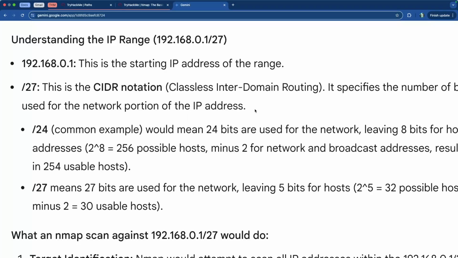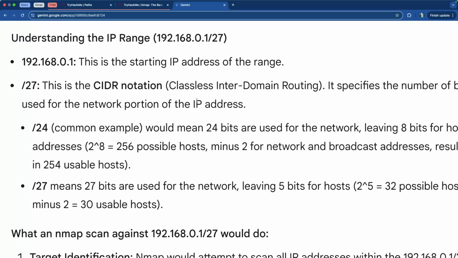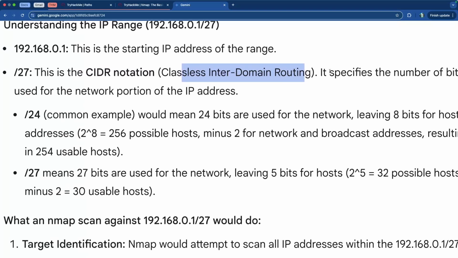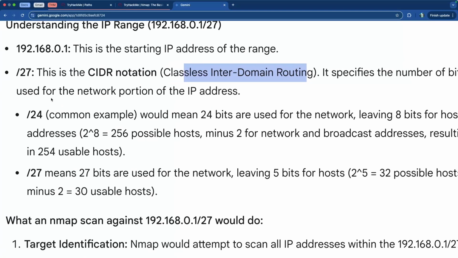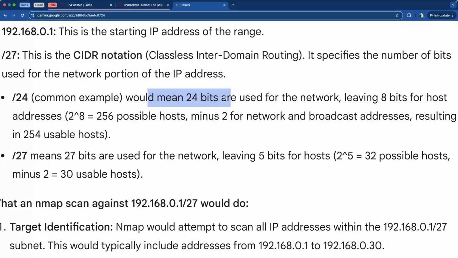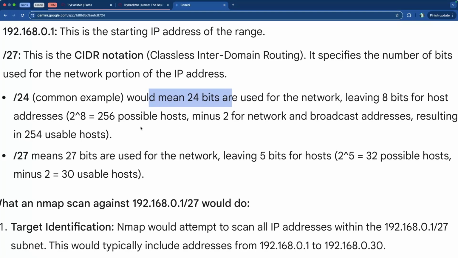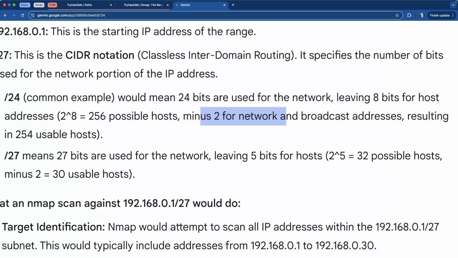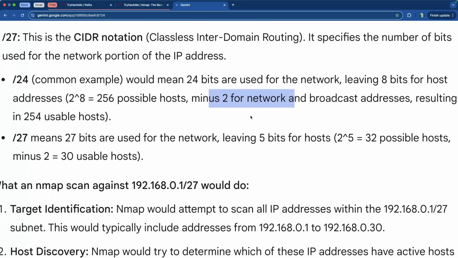Okay, so this is actually a pretty super technical answer. This is the starting IP address of the range, right? /27 is the CIDR, the classless inter-domain routing notation. It specifies the number of bits used for the network portion of the IP address. /24 is the common example. It would mean 24 bits are used for the network, leaving 8 bits for host addresses. So 256 possible hosts minus 2 for the network, which ends up being 254 actual usable hosts.